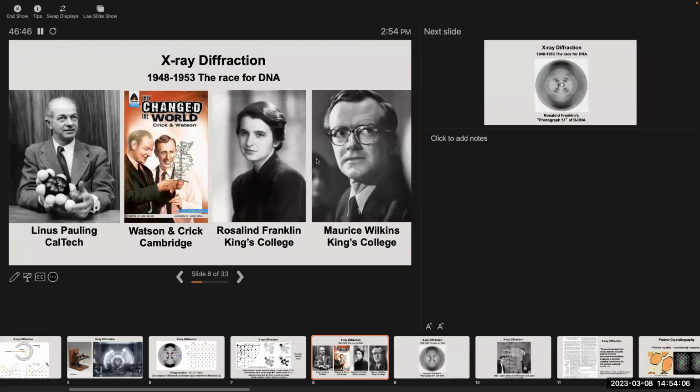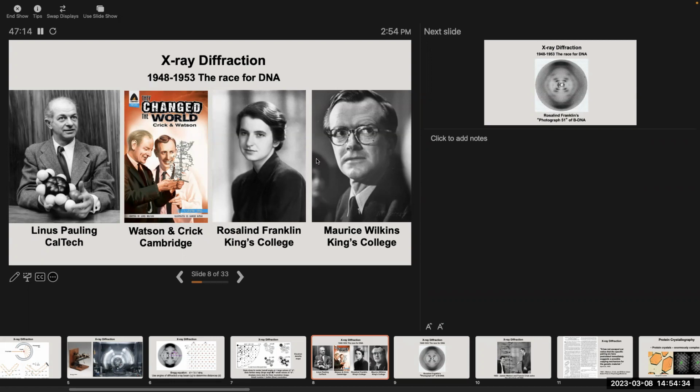But as the story goes, unbeknownst to her, her colleague Maurice Wilkins, also at King's College, shared her X-ray data with Watson and Crick, even though she didn't want to. And they saw it and they immediately recognized it was a double helix and immediately went to work on building their model. I'll show you a picture of the model that they made in just a minute.